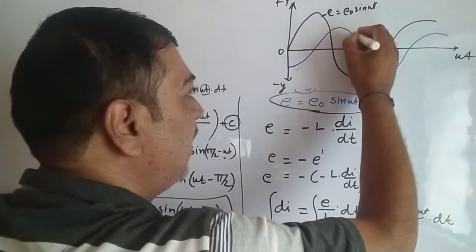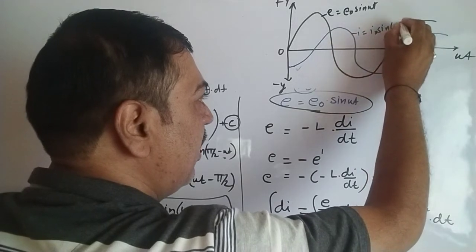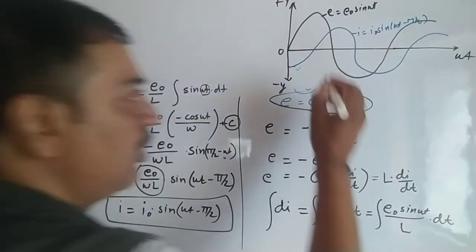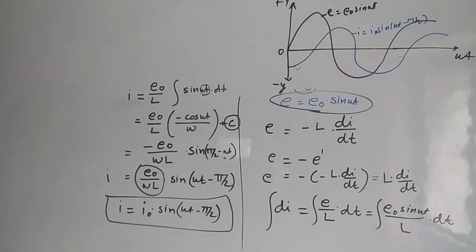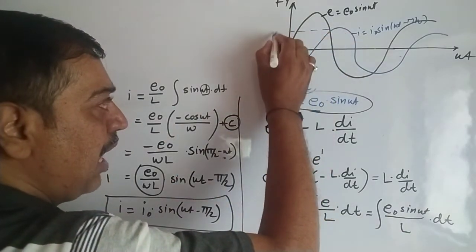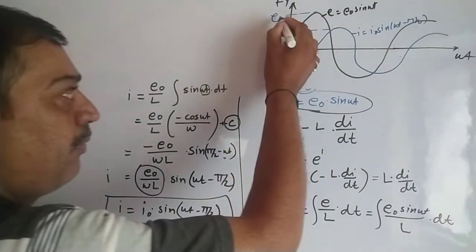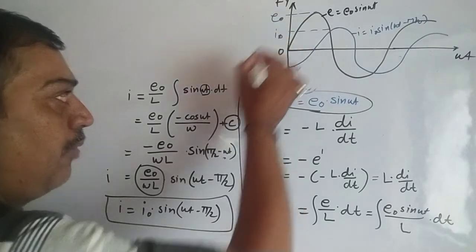Such type of thing, and that is nothing but I equal to I0 sine of omega t minus pi by 2. So the blue color line represents what? Current. And this maximum value is said to be I0. This maximum value is said to be E0, the peak value of EMF and the peak value of current.